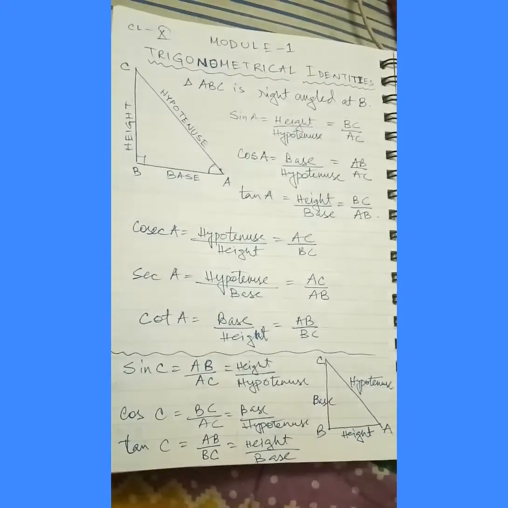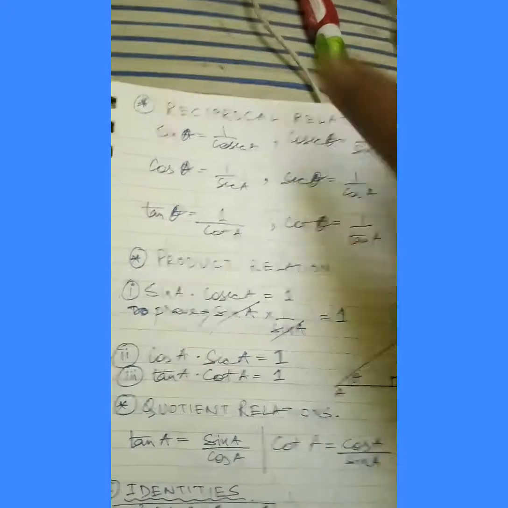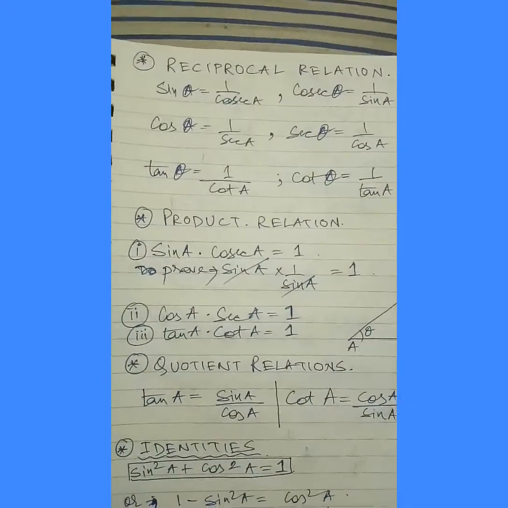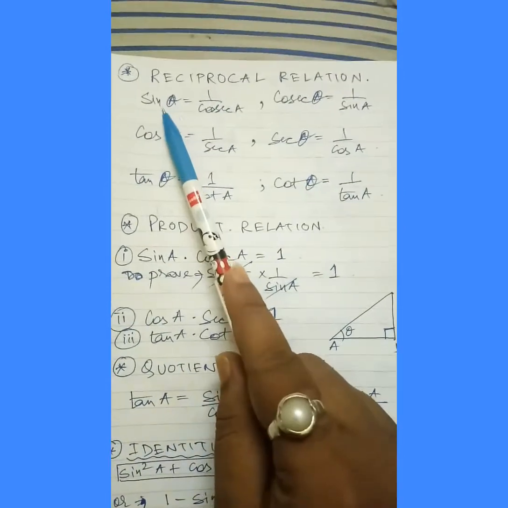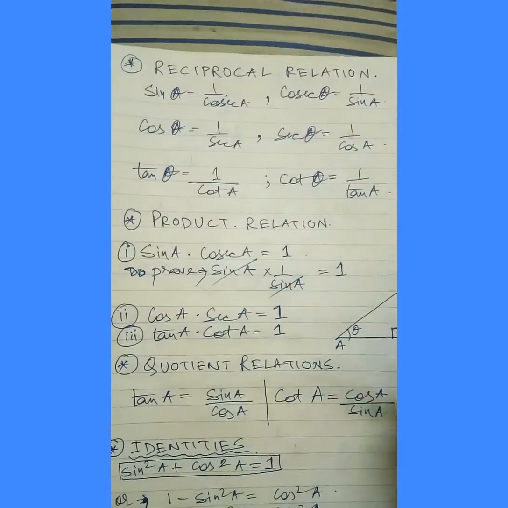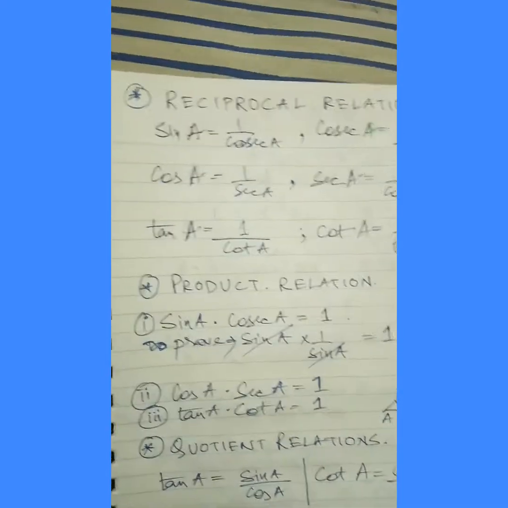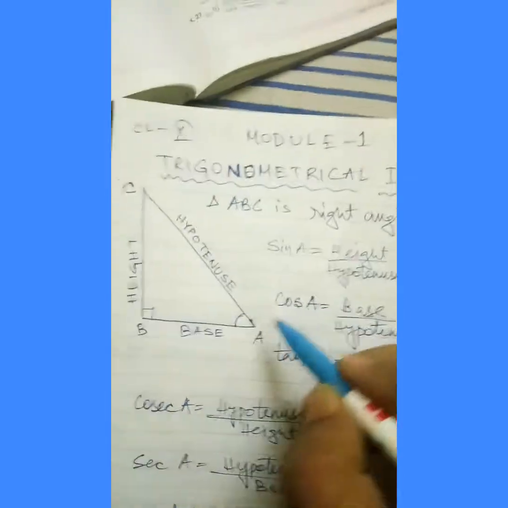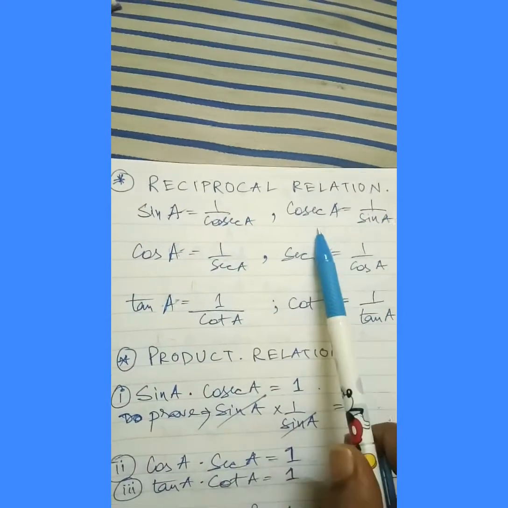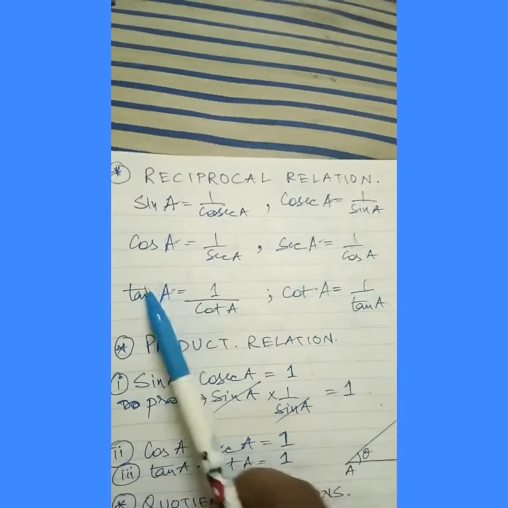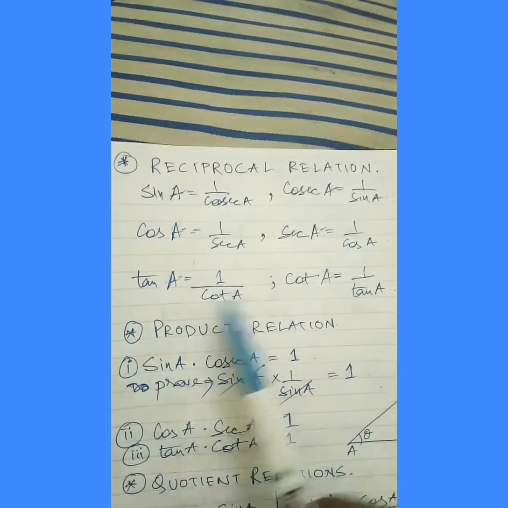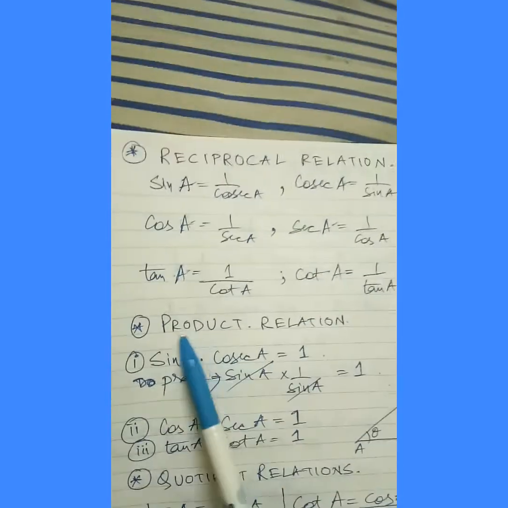Next we will go for the reciprocal relations. I have written sine theta, or any of the angles, sine A or sine theta. If any other angle is mentioned, that name will be the same here also. This is the reciprocal relationship: sine equals 1 by cosec, and cosec is 1 by sine. Cos is 1 by sec, sec is 1 by cos, tan is 1 by cot, cot is 1 by tan.